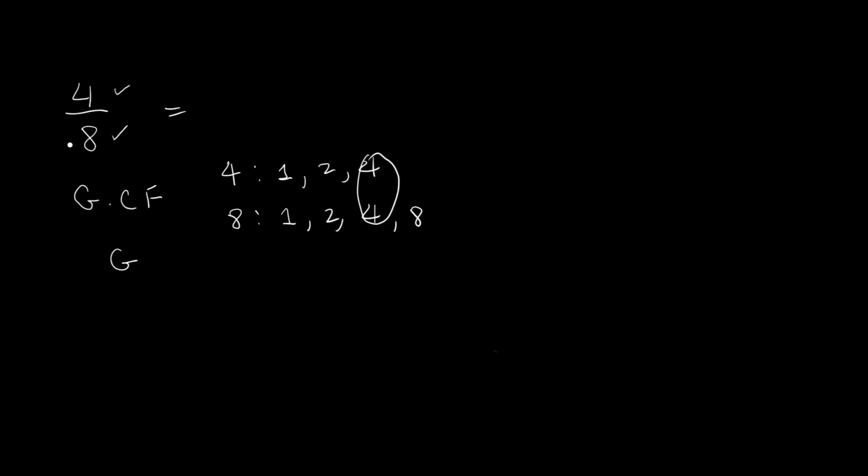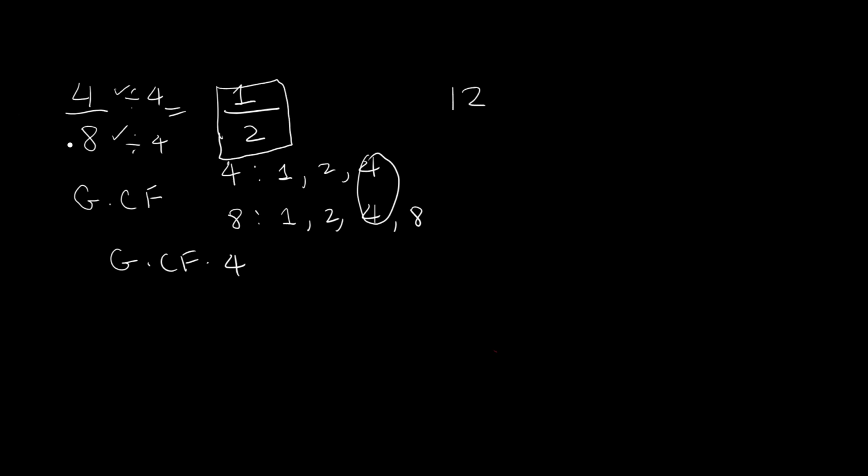So let me write it over here, greatest common factor. So we need to use this common factor to divide the numerator and the denominator. Let's use 4. So 4 divided by 4 will give you 1, and 8 divided by 4 will give you 2. So this is the lowest form simplification of this fraction.